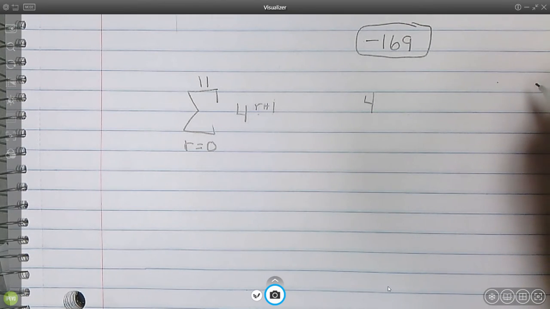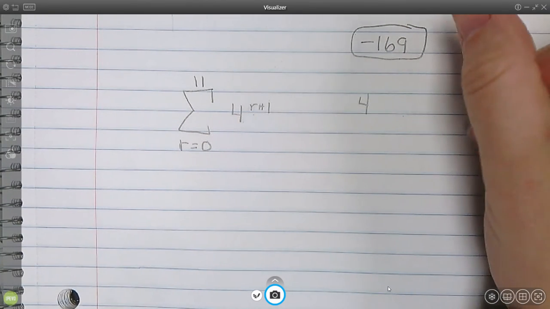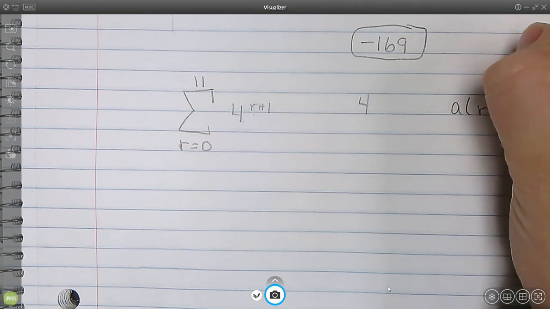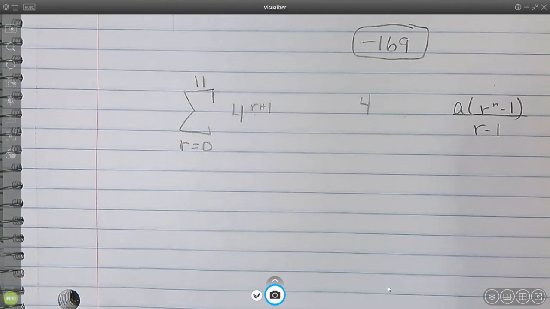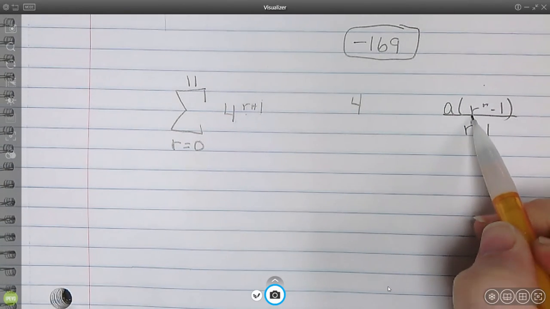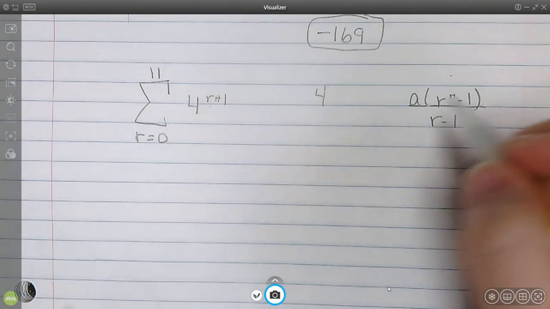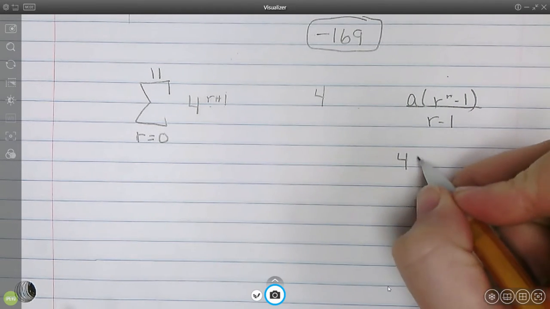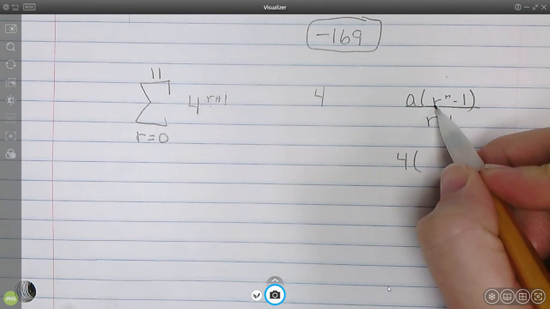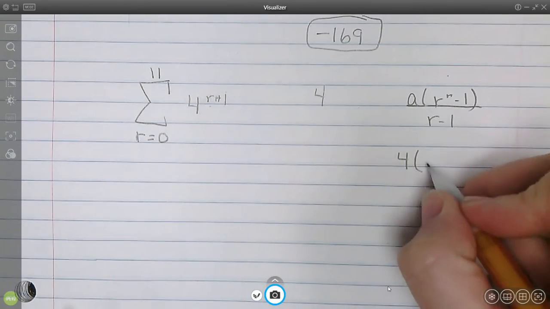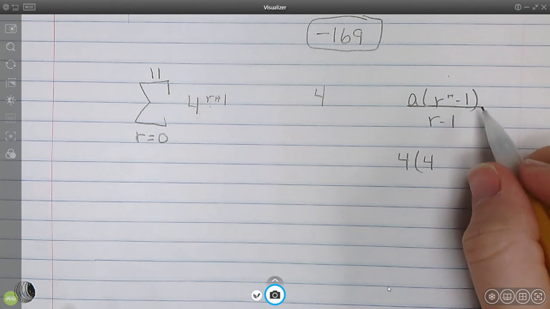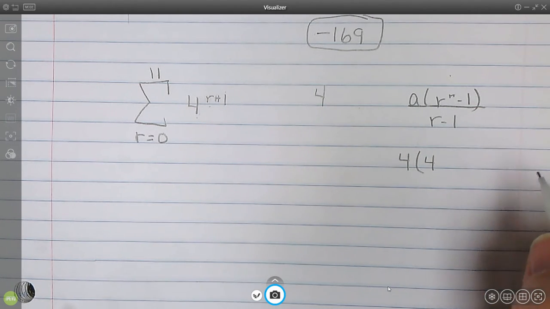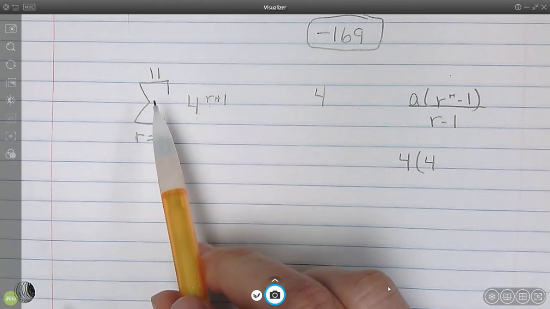Our formula for geometric was a times r to the n minus 1, over r minus 1. A is your first term, r is what you are multiplying by, or your multiplier, and n is your number of numbers. So we plug in 4, that's our first number. R is what you're multiplying by, so we are multiplying by 4 every time. And then to the power of n, the number of numbers.